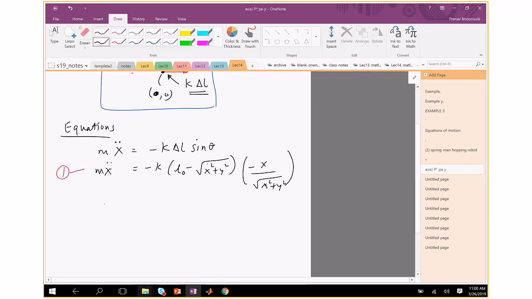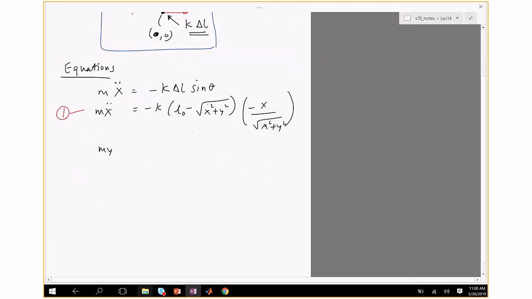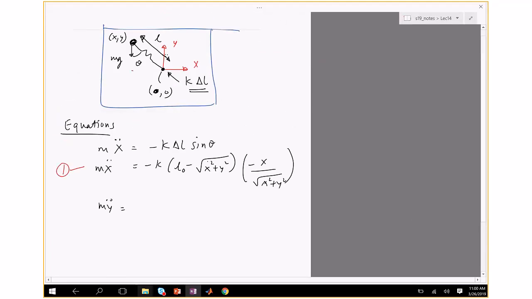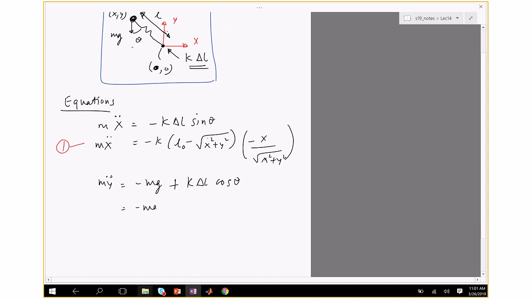My second equation comes from the y direction. So m y double dot equals minus mg, because gravity is downwards. And the component of k delta L in the upward direction is positive, so plus k delta L times cosine of theta. That's k times L0 minus square root of x square plus y square, times y divided by square root of x square plus y square.